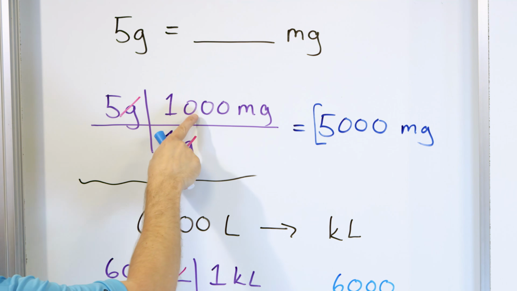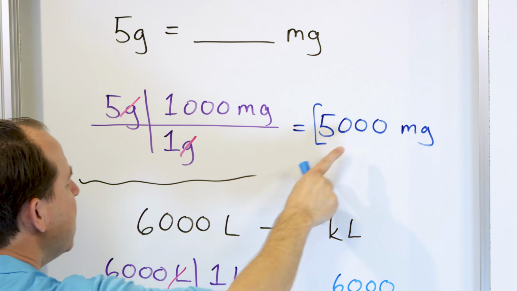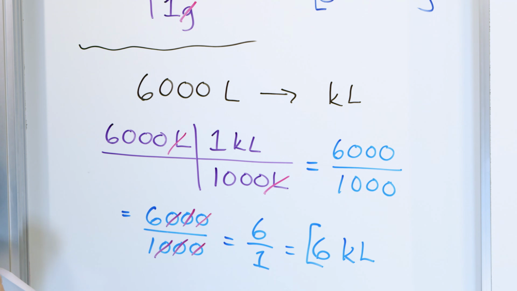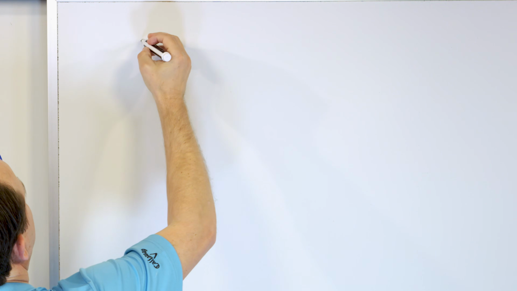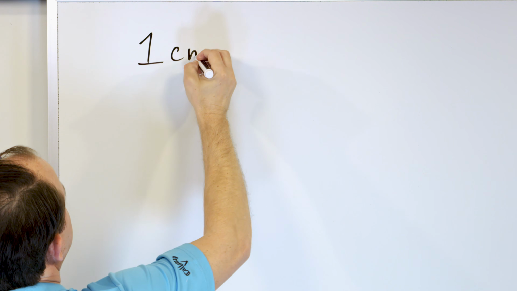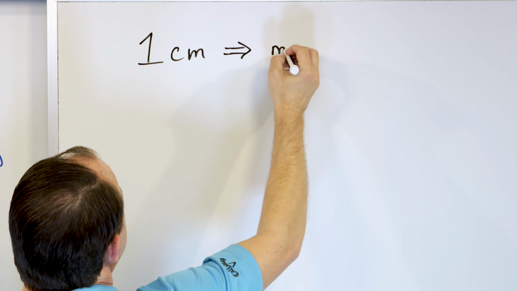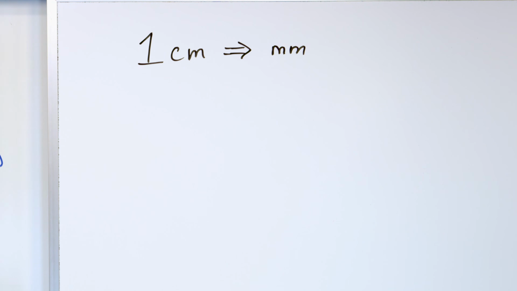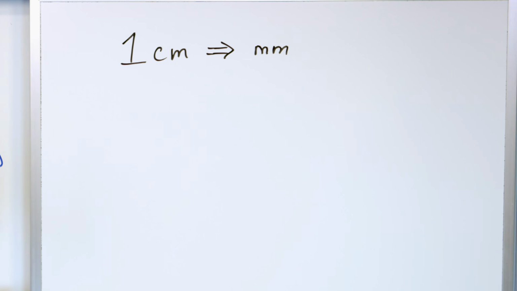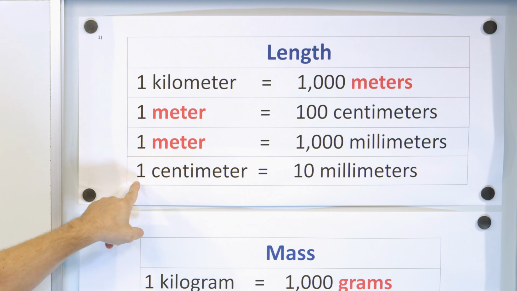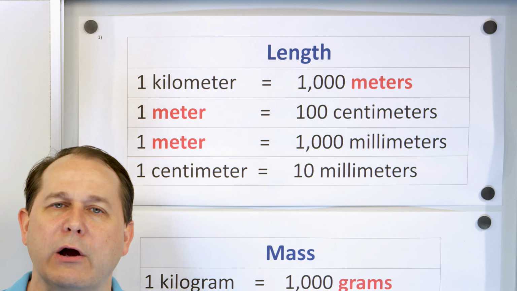Because when I multiply this, it's very easy to multiply. When I divide these, it's very easy to divide. All right, let's take a look at the next problem. Let's convert 1 centimeter into how many millimeters, right? We're going from centimeter to millimeter. Now actually, if you look at our chart, I already wrote down that 1 centimeter is 10 millimeters. So we already know the answer.